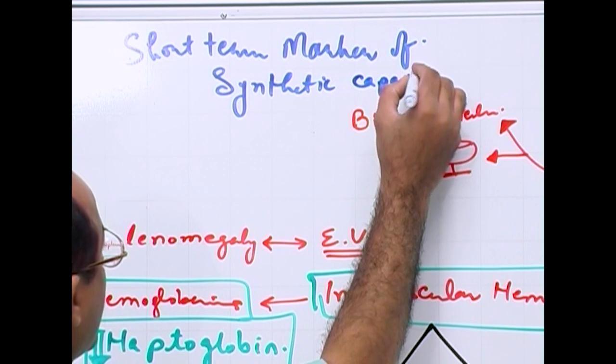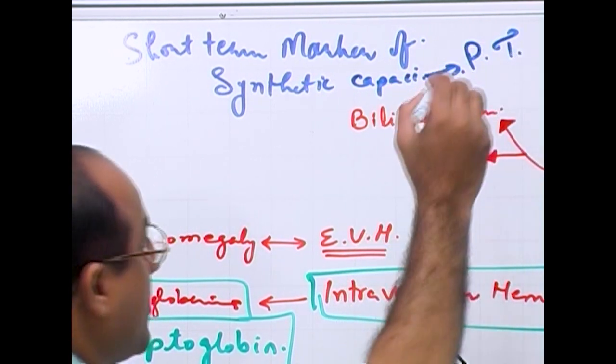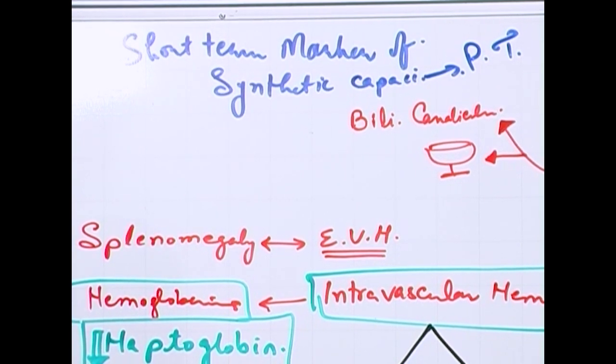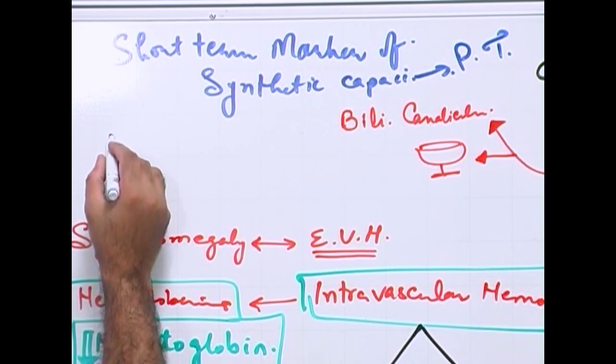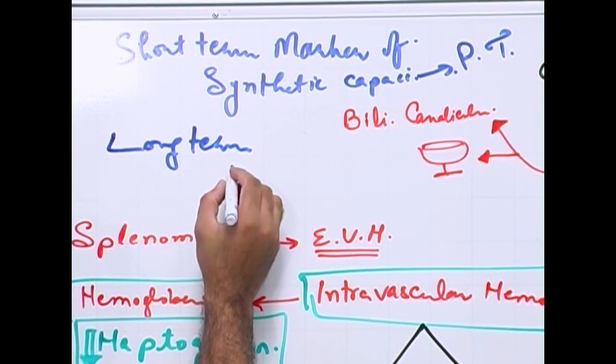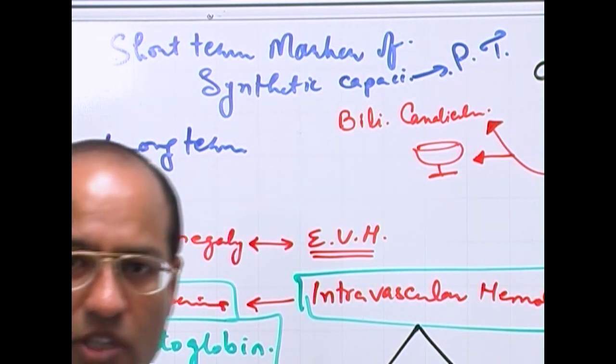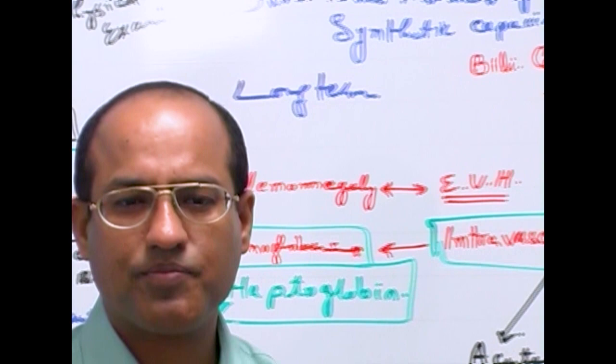What is that? Prothrombin time, once you have ruled out vitamin K deficiency. And long term, what is that? Marker of synthetic capabilities of hepatocyte is serum albumin level. Is that clear?